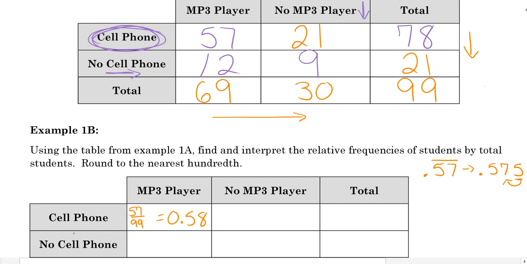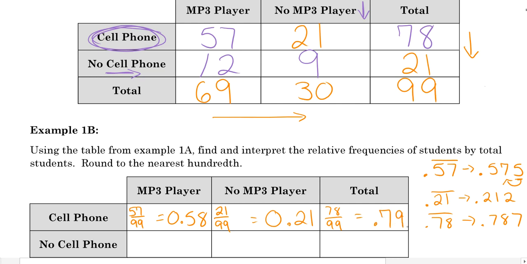For my number of students with a cell phone but no MP3 player, that's 21 out of 99, so that would be 0.21 repeating, which would be 0.212. A 2 we would not round up, so it would just stay as 0.21. And the total, we have 78 divided by 99, so 0.78 repeating would be 0.787, so that would mean I would round up to 0.79.